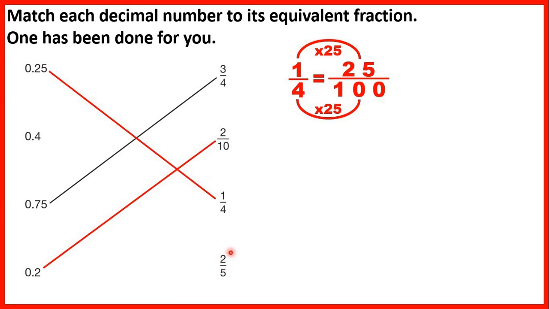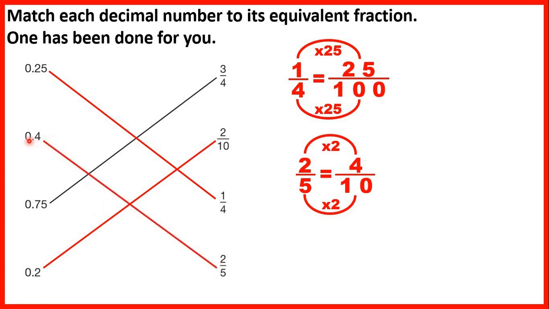Now we need an equivalent fraction for 2/5, and 10 is in the 5 times table, so we can find an equivalent fraction to 2/5 with a denominator of 10. Again, we use multiplication, and we can see that that's the same as 4/10, so 2/5 is the same as 0.4 because the 4 after the decimal point tells us that we have 4/10.